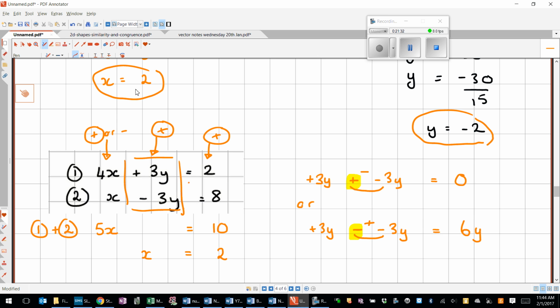Any particular questions? Now, obviously, situations will change. But what I'll get you to do first, let's have a bit of practice first. So if you have a look at page 163.